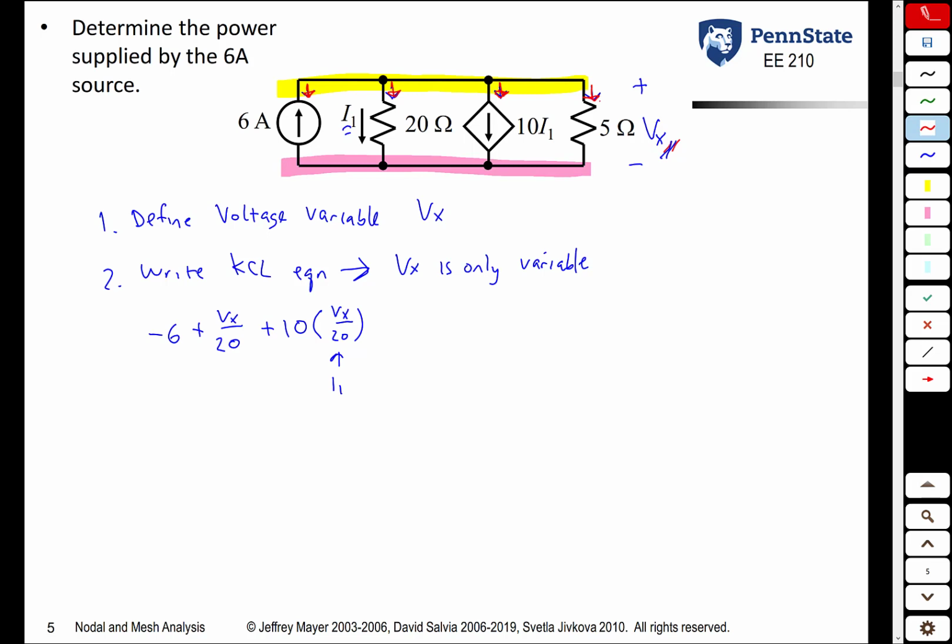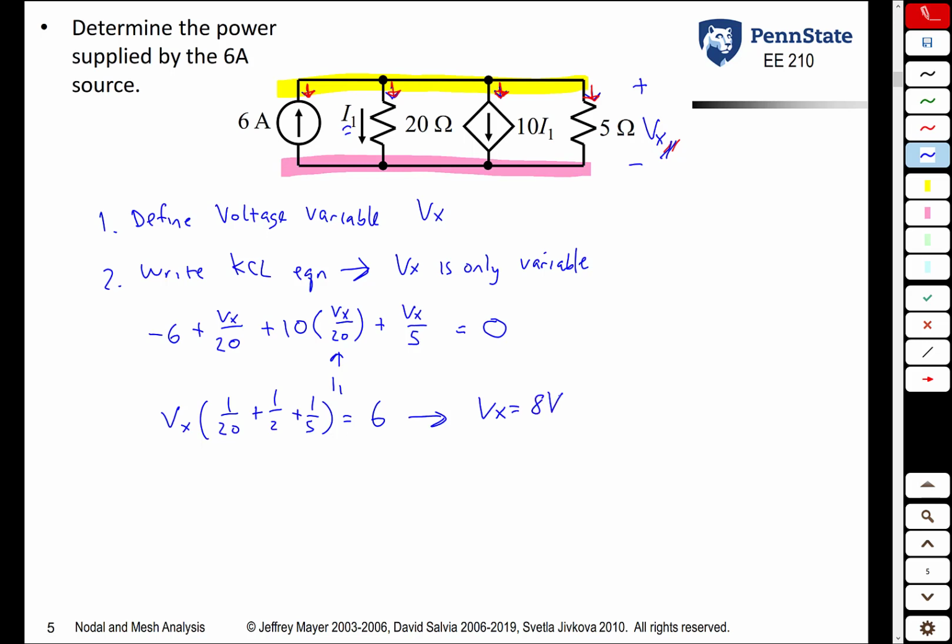Finally, our last branch, the current through the 5 ohm resistor is what? Vx over 5. We sum all those up and we get 0. Notice we have one equation and one unknown. So we can factor out the Vx. We get Vx times 1 over 20 plus 1 over 2 plus 1 over 5 equals 6. Solve for Vx, and you get Vx is equal to 8 volts.